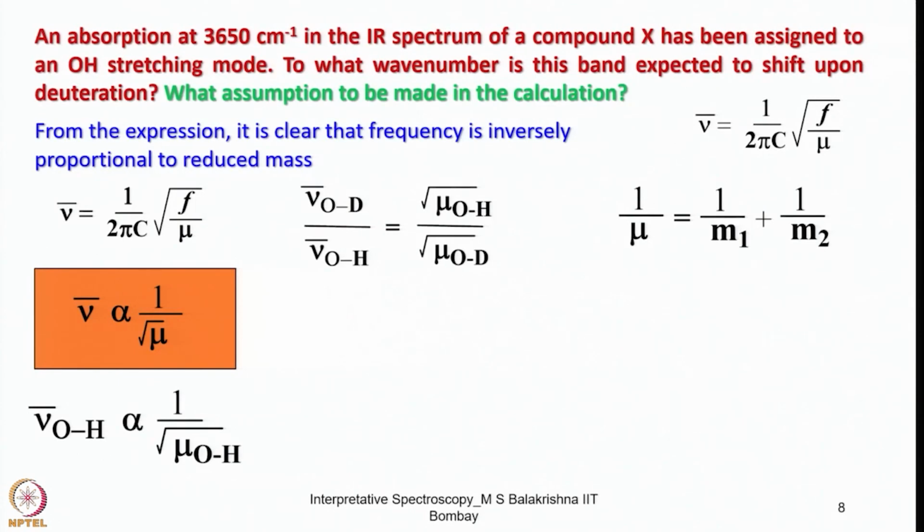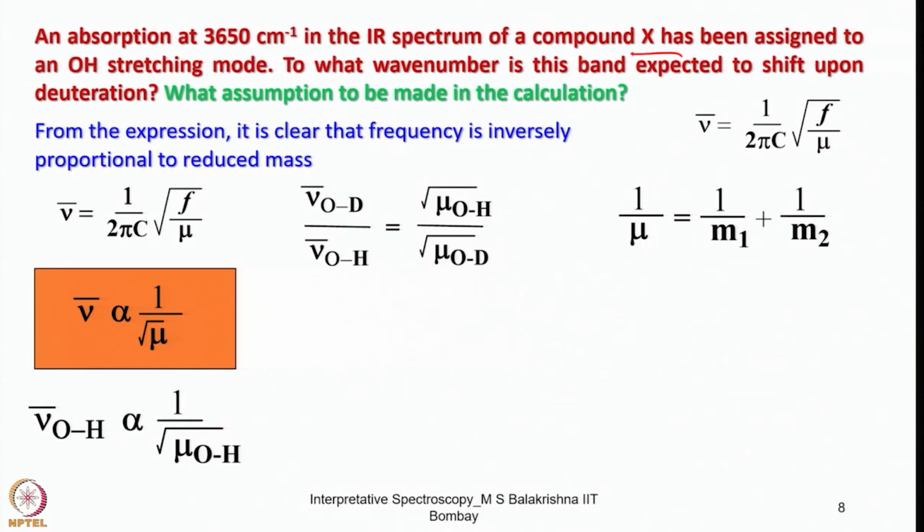Now a very interesting problem is there. Let me read it out. An absorption at 3650 centimeter minus 1 in the IR spectrum of a compound, say X, has been assigned to an OH stretching mode. To what wave number is this band expected to shift upon deuteration?